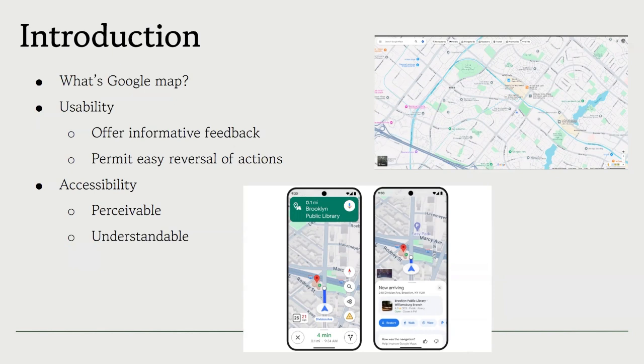in my life. I'm going to talk about two usability principles, which are offer informative feedback and easy reversal of actions, and two accessibility principles, which are perceivable and understandable.